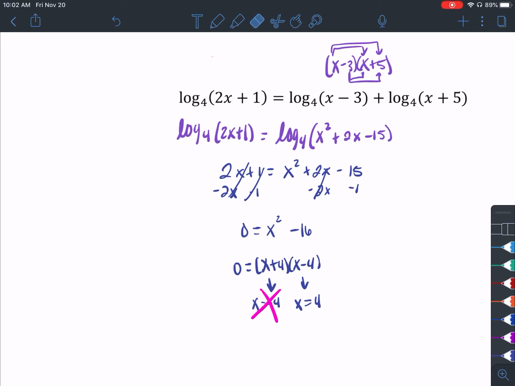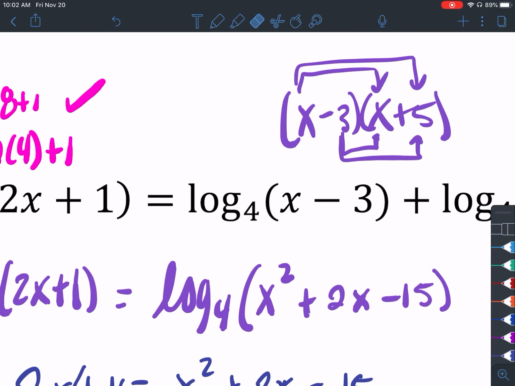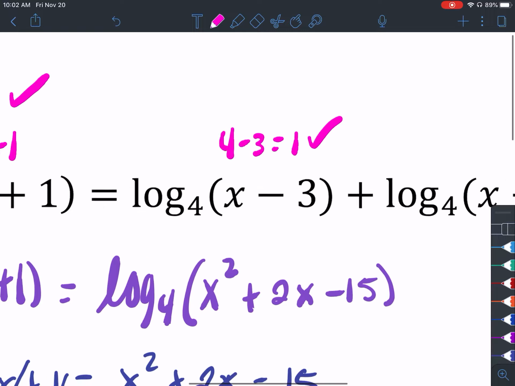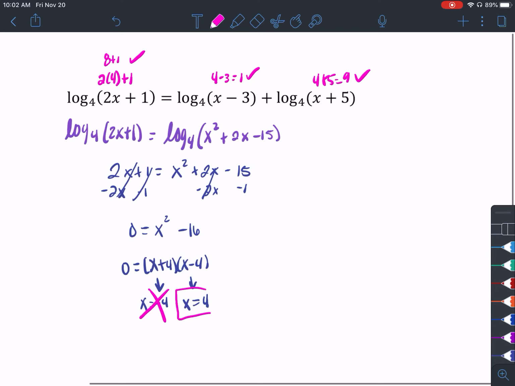I also have to check the positive one because sometimes it won't work either. Well, 8 plus 1, that's 9. That's a positive number. 4 minus 3 equals 1. That's a positive number. 4 plus 5 is 9. That's a positive number. So we have our final answer.